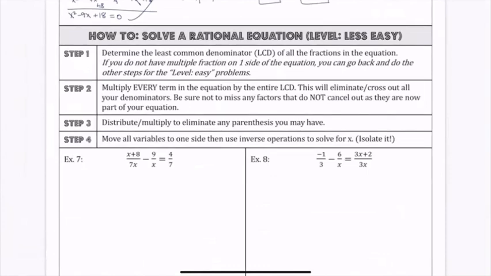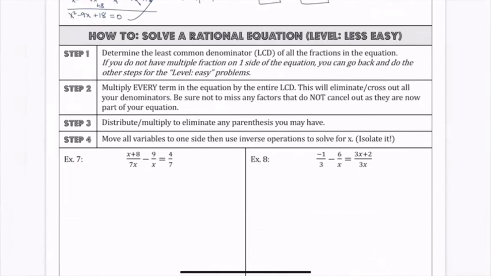Okay, let's go to the last type, or the second type, I guess. How to solve a rational equation, level less easy. I personally don't think it's actually less easy. I think they're the same kind of easy, but sometimes we get a little trapped in least common denominator, which is why we have it named like this, just so you don't get spooked about the least common denominator.